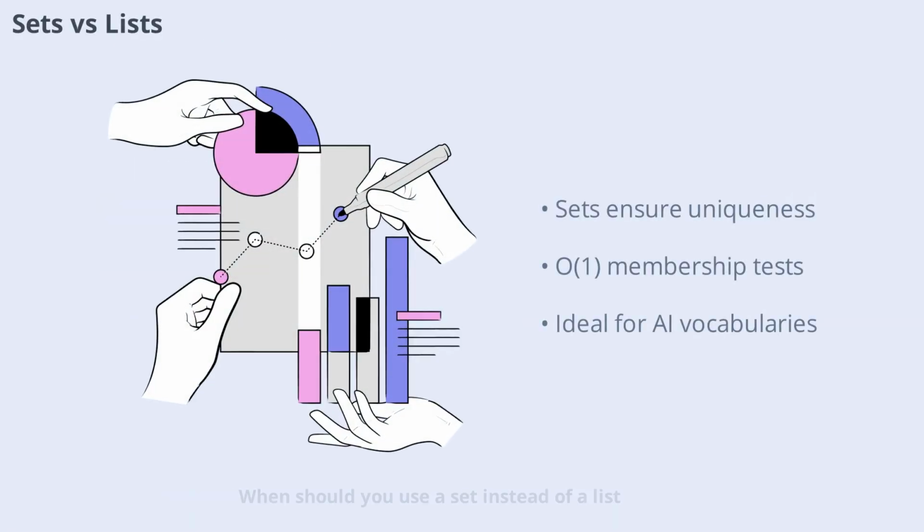When should you use a set instead of a list? Sets are perfect for maintaining unique items and performing fast membership tests. Checking if an item is in a set takes constant time, while lists require scanning each element. In AI, this is crucial when building vocabularies or filtering out stop words from massive datasets.